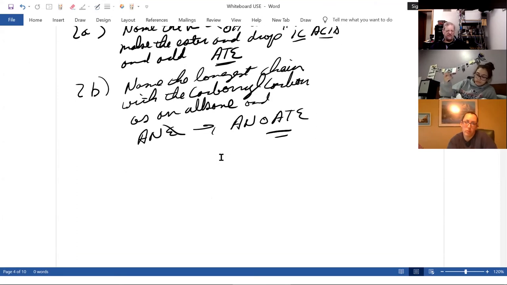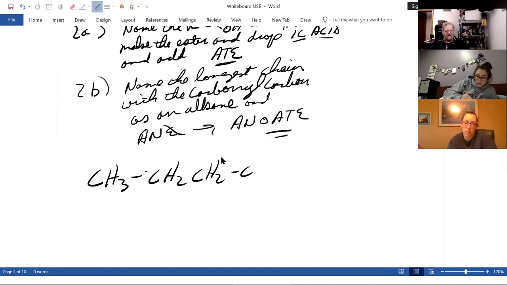Why don't you try this one? What would be the IUPAC name for the following molecule? Have fun.